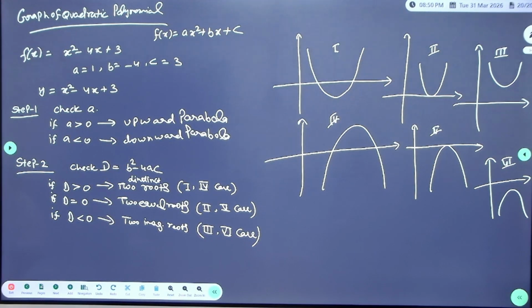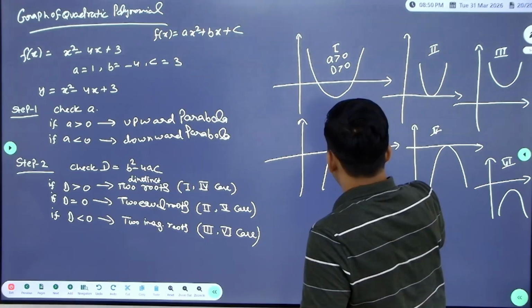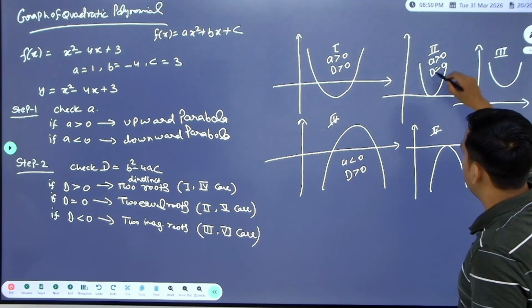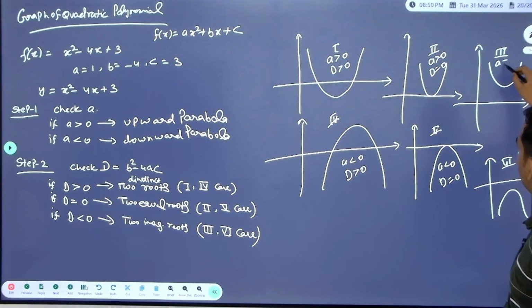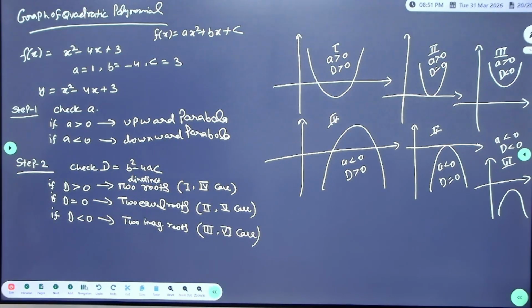Okay. So this case means a greater than 0 and d greater than 0. This case means a less than 0, d greater than 0. This case means a greater than 0, d is equal to 0. This case means a less than 0, d is equal to 0. This case a greater than 0, d less than 0. And this case a less than 0. So these are six cases. Based on a and d, by checking the value of a and d, you can find the specific case. Okay. So ये हो गया.